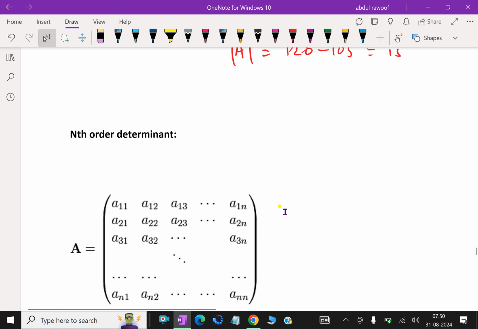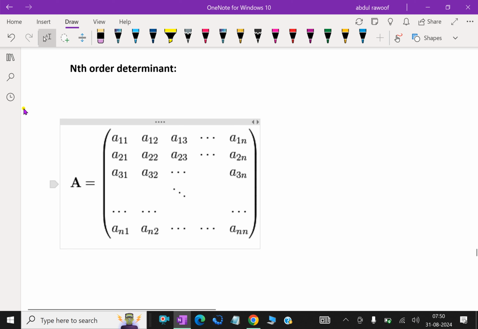Next one, nth order determinants. In nth order determinants, there are n rows and n columns. That's how to represent this one: A equals A11, A12, A13, and so on up to A1n, like second row, third row, up to the nth row. It has a first column, second column, third column, up to the nth column. Here, these are the elements.